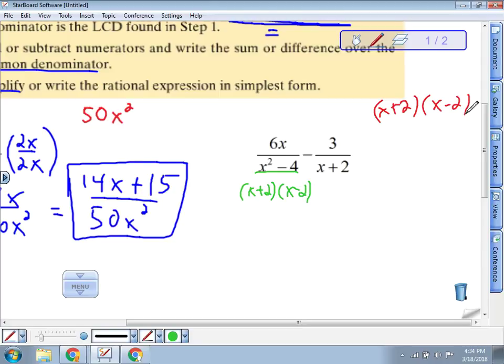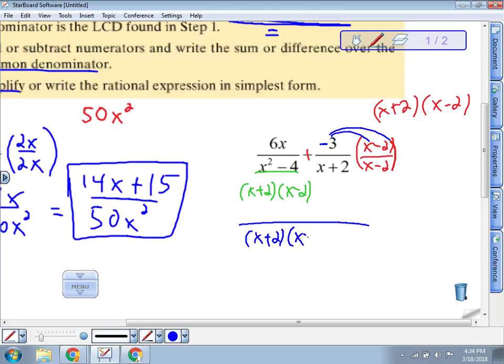On this side, I don't have to do anything, but over here I don't have the x minus 2, so I need to multiply top and bottom by x minus 2 over x minus 2. Now, with this negative right here, I'd like to change that to a positive and then put my negative sign right here. So you can see that I need to distribute this negative to both values. I know my least common denominator is going to be something over x plus 2, x minus 2. I'm combining steps here.